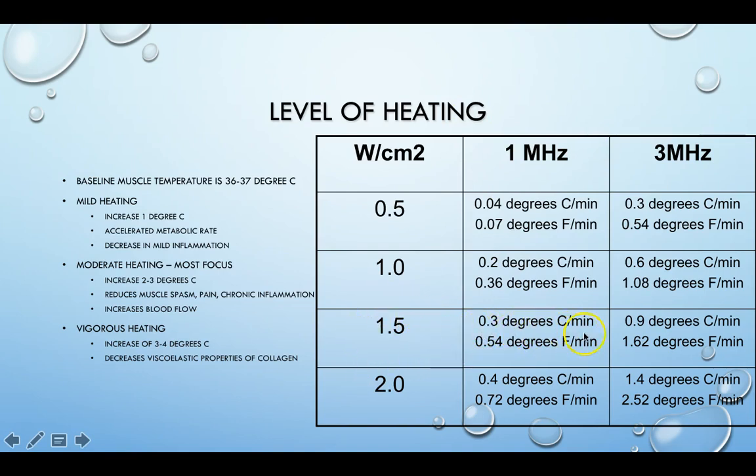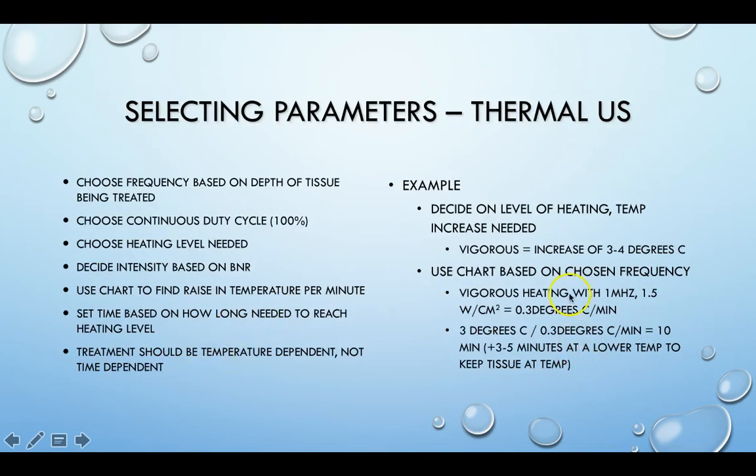So with that, we know we get an increase of 0.3 degrees Celsius per minute. So for every minute that we're on with our intensity setting and our frequency setting, we're going to raise the temperature in the muscle 0.3 degrees. Okay? So we need to get to 3 degrees Celsius of that increase, right? So vigorous heating for 1 megahertz, 1.5 watts per centimeter gets us our 0.3 degrees Celsius per minute.